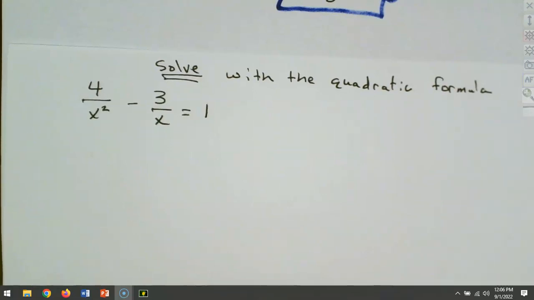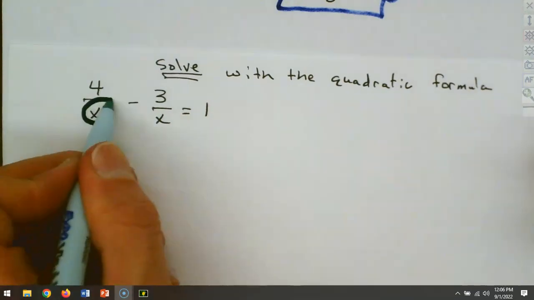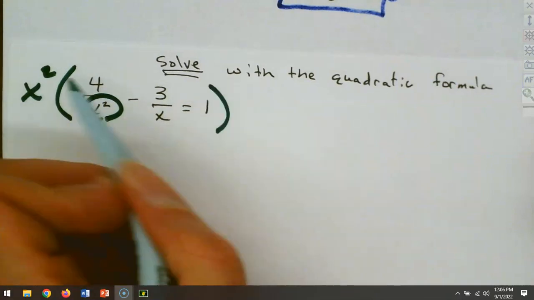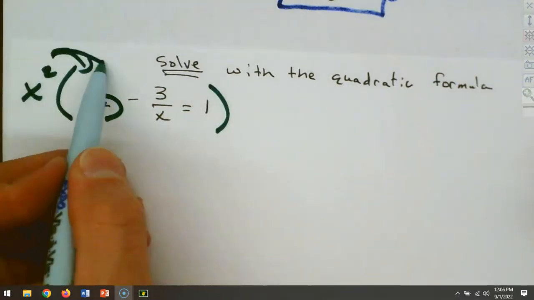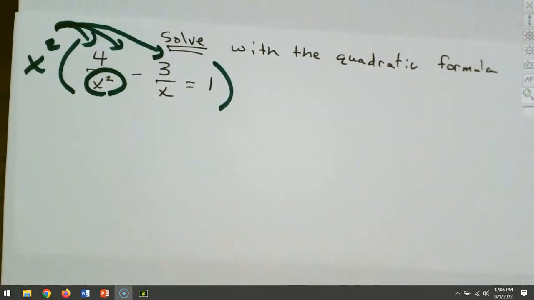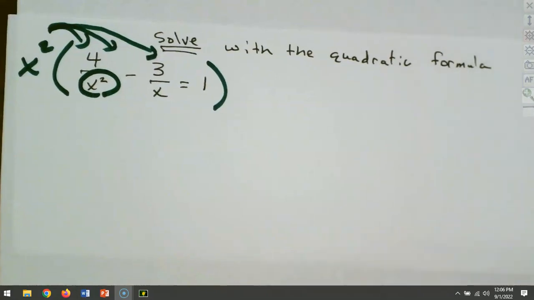Where would I begin? I need to get rid of my x squared down below. So how do I get rid of my fractions? Well, I look at my fractions as a whole, and the largest one I have down below is an x squared. So that means I've got to multiply all the components by x squared. So multiply each piece or each part by x squared. And that is going to clear out your fractions.